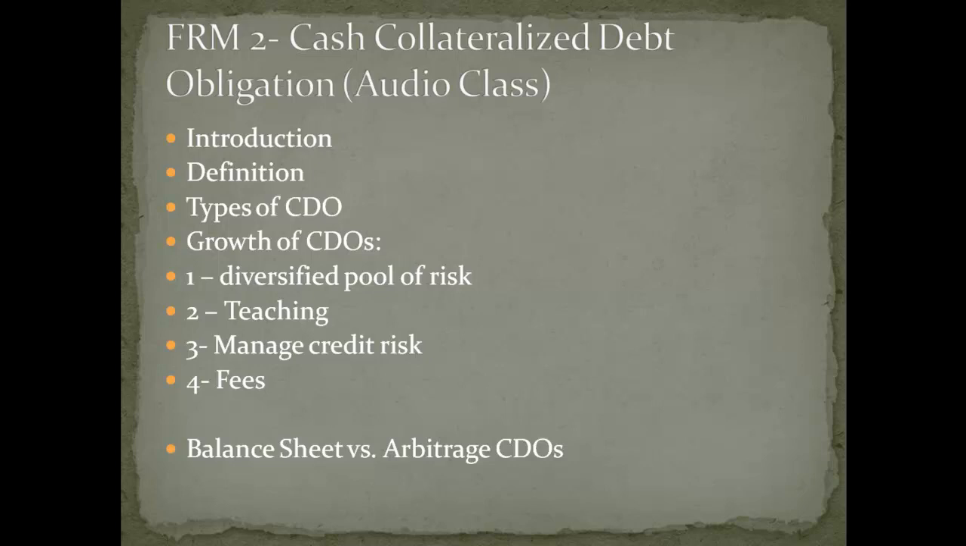The way in which we can differentiate these two would be based on the underlying assets. Balance sheet CDO underlying assets are loans, whereas in arbitrage CDO they are bonds. Then the asset origination and the management: you have to remember that arbitrage CDO may have active management. The purpose of arbitrage CDO is profit, whereas the purpose of balance sheet CDO is just to manage the credit risk. And the residual interest is retained by the balance sheet CDO, whereas it is sold to the investor by the arbitrage CDO.